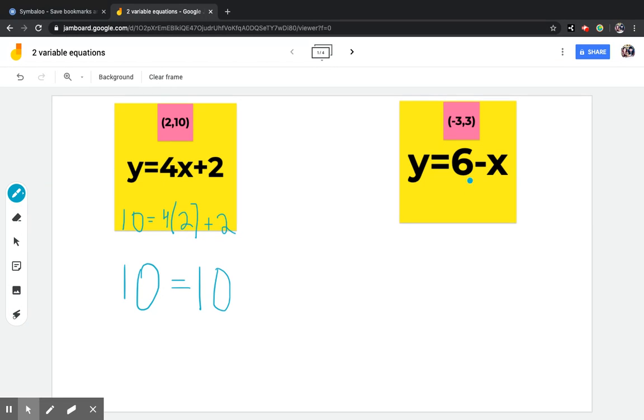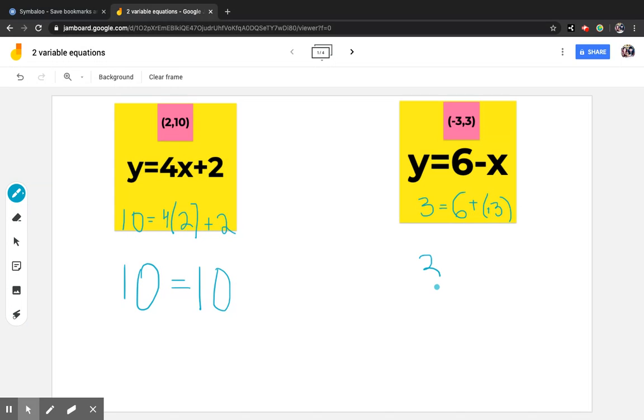But let's try this one out. So we have x is negative 3. So we have 6 minus negative 3. And then that is supposed to equal a positive 3. So let's check that out. Well, first of all, a minus a negative would turn into a plus a positive. They cancel each other out. So technically, this is just 6 plus 3.